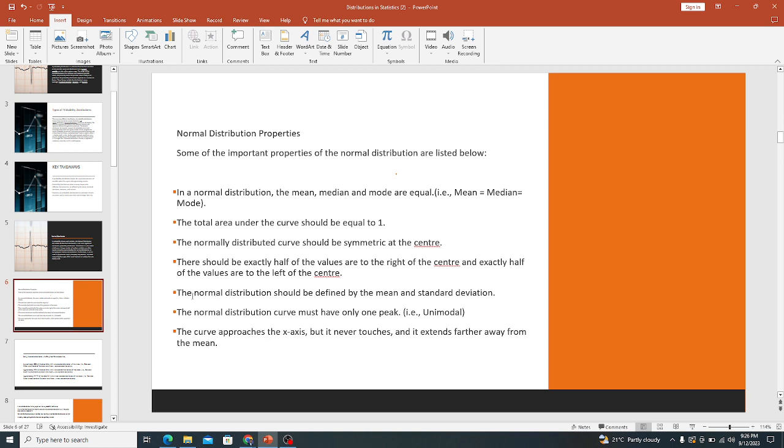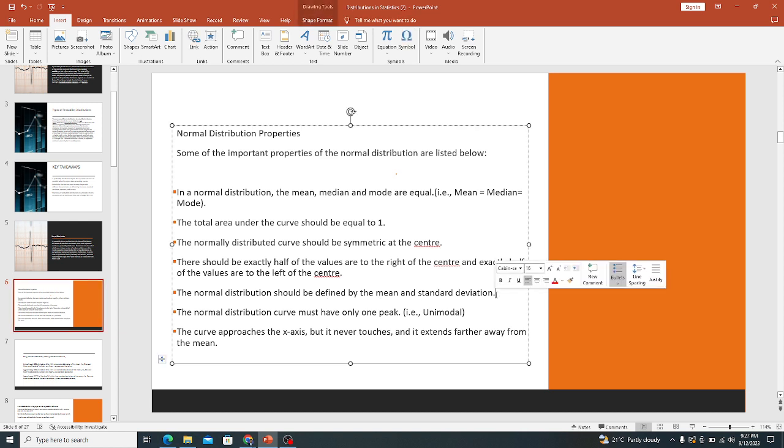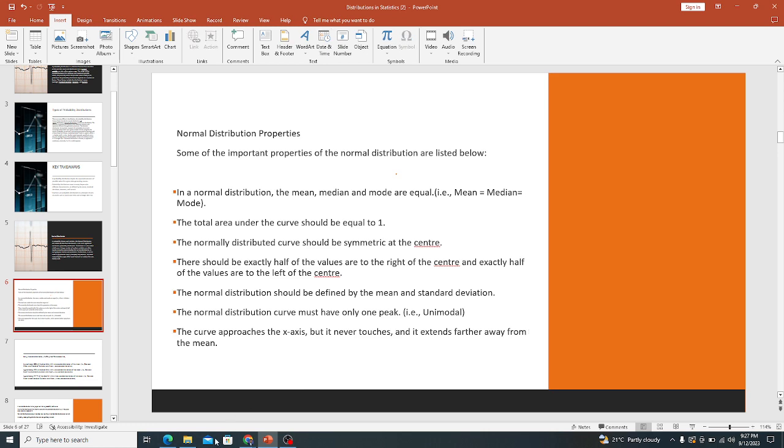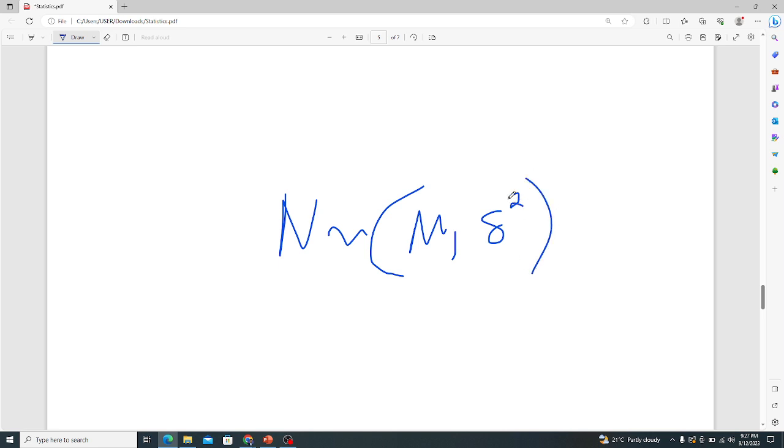Okay, so the normal distribution should be defined by the mean and standard deviation. For example, we usually say a data set is normally distributed with mean mu and variance sigma squared, meaning a standard deviation of sigma.